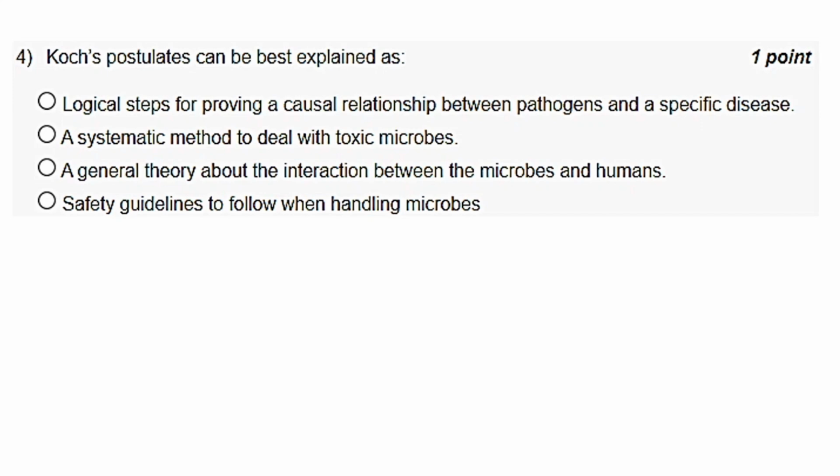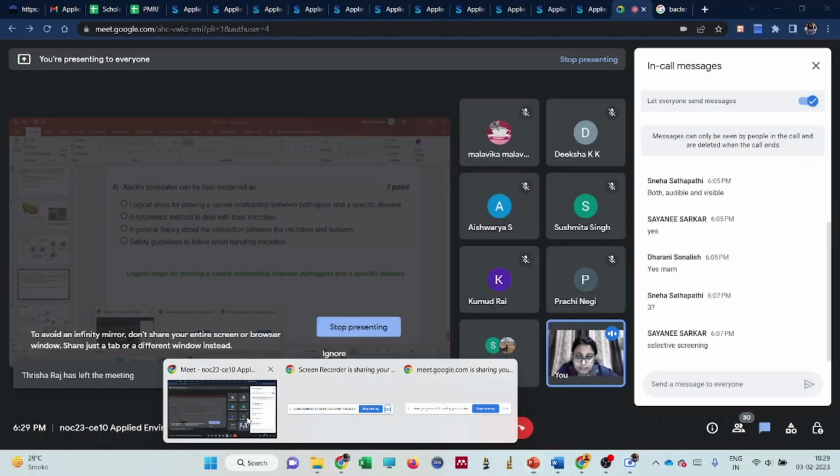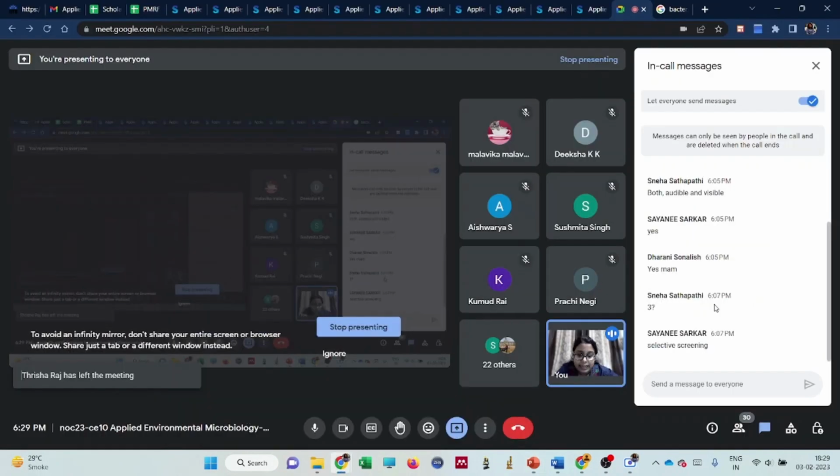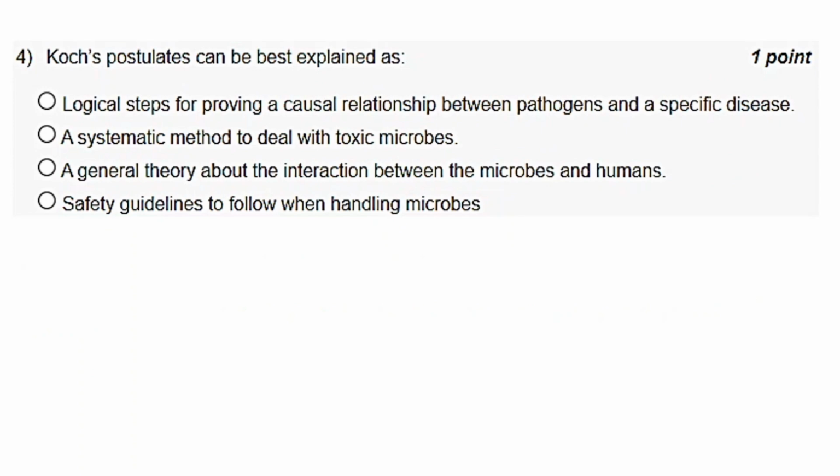Anyone? Anyone? Are you writing in the chat box? I'll check once. Which one do you think is the right answer for the Koch's postulate question? Ma'am, option A. Sorry, which one? Option A, logical steps for proving. Someone is saying option B. Correct? Okay, I'll move on.